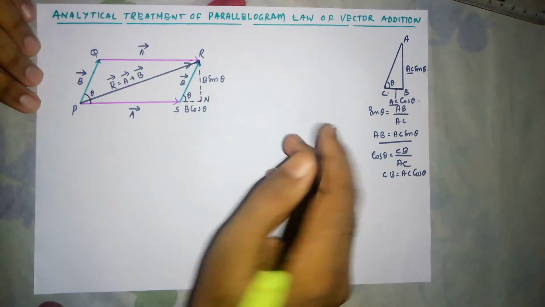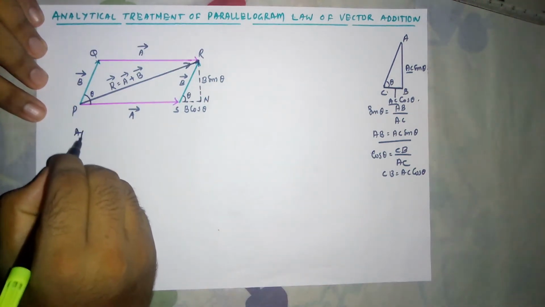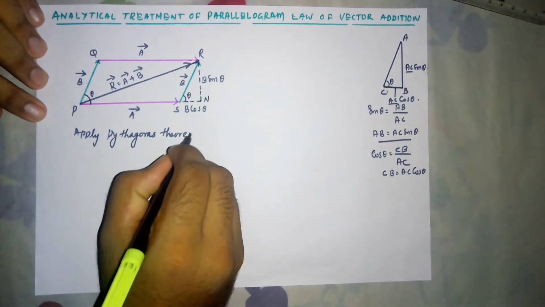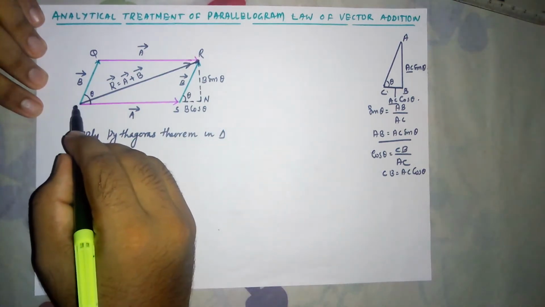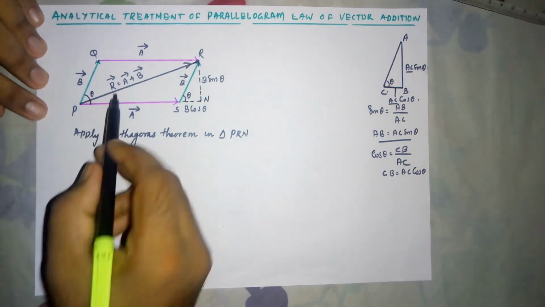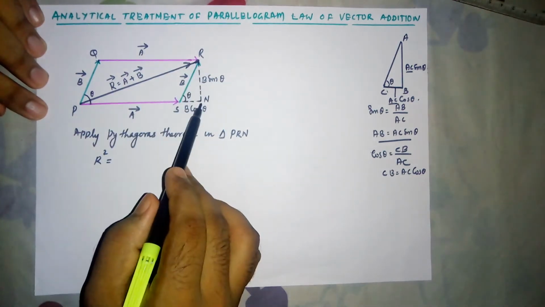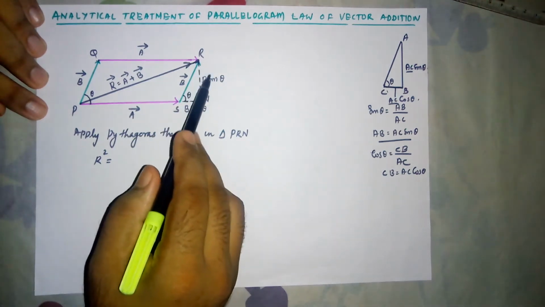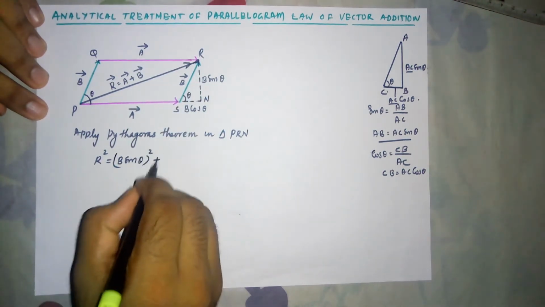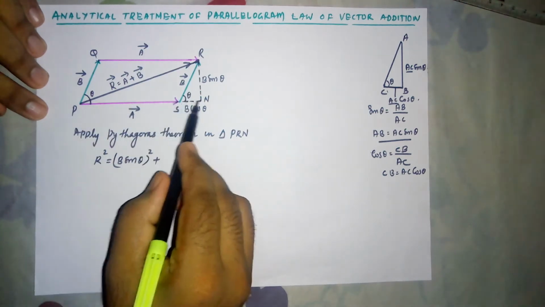Now let me apply Pythagoras theorem in this diagram, in the big triangle PRN. In this triangle, if you apply Pythagoras theorem, the hypotenuse side is this, the resultant R. R square is equal to the sum of the squares of this side plus this side. So this is equal to B sine theta whole square plus this side. This length is A, this line is A, and this line is B cos theta.